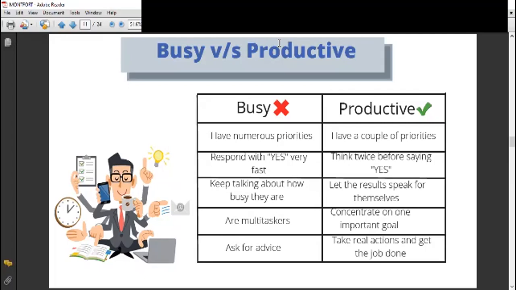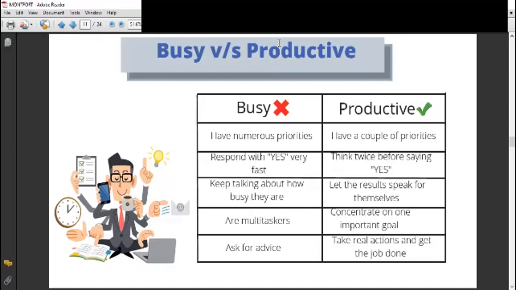Next point is responding with yes, very fast. Because they're so messed up, they don't know what they are doing or what the other person is asking. So if we ask anything, without thinking, without analyzing, they say, okay, yes, I'll do it. But a productive person will think twice before saying yes. They will not say immediately, yes, I'll do it.